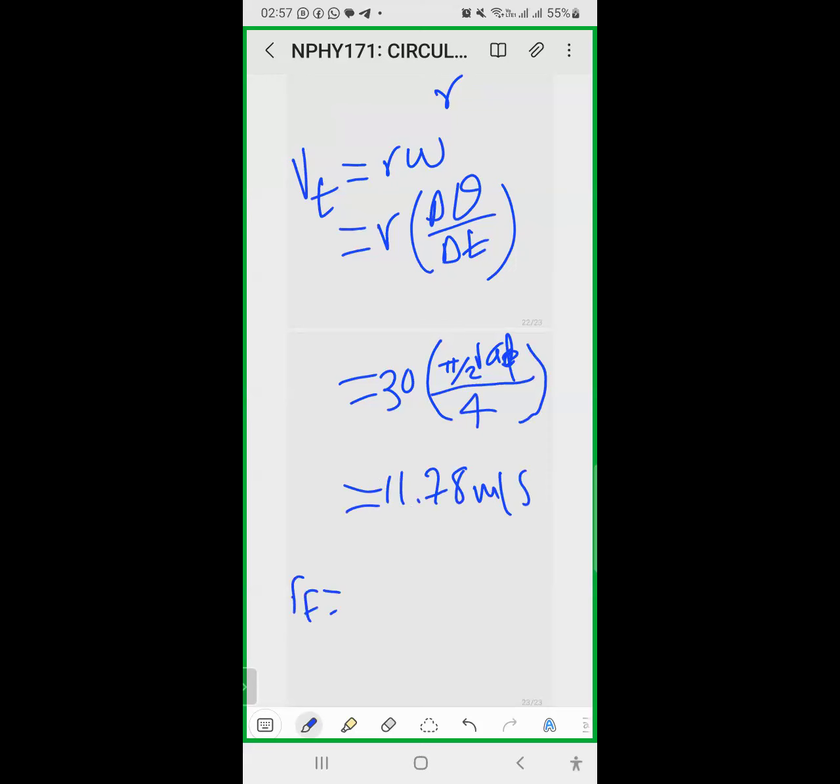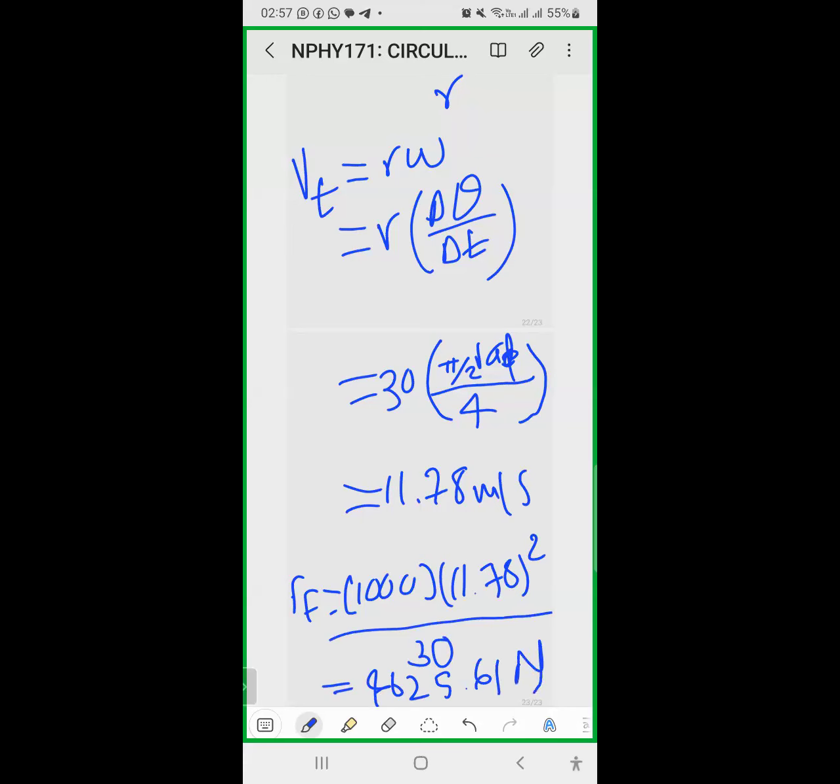will be equal to the mass, which is 1000 as given, multiplied by the tangential velocity, 11.78 squared, and then we divide this by the radius of curvature, which is 30. So we're going to get that the frictional force has a magnitude of 4625.61 newtons. And that is the frictional force.